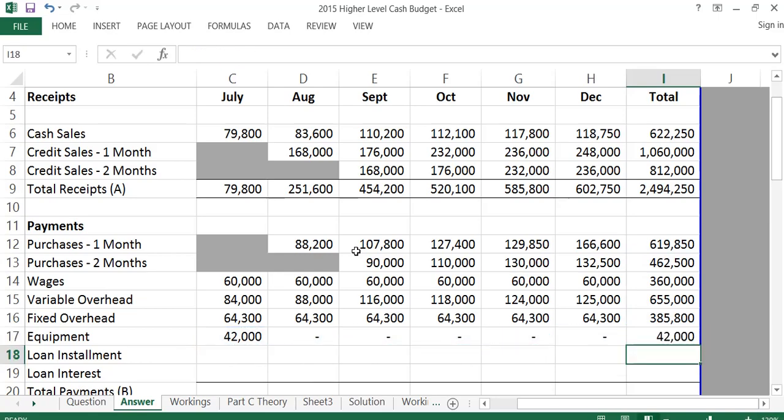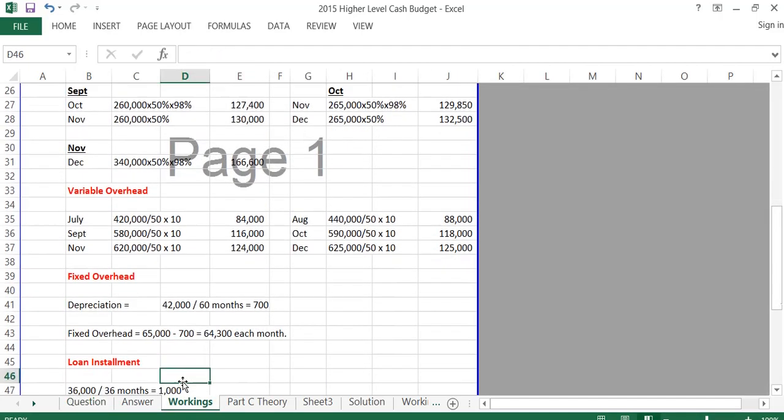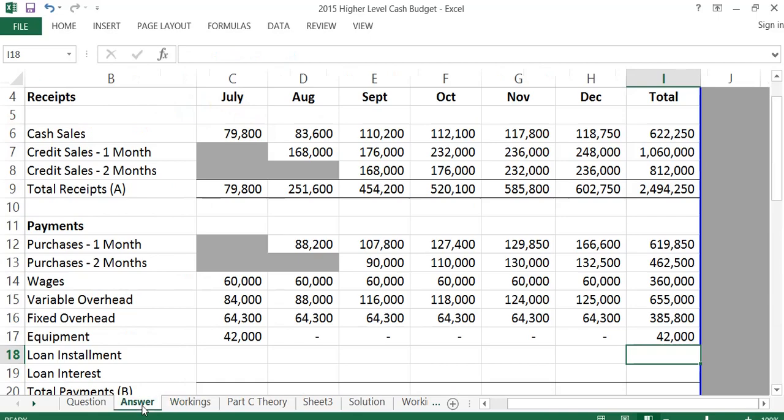The loan installment. So if I look back to the question, it says to finance the purchase, a loan of 36,000 will be secured at 6%, that's the interest rate. The capital sum, the actual loan itself, is to be repaid in 36 monthly installments commencing on the 1st of August. So to work out the loan installments, it's straightforward. The loan was 36,000, it's been paid back over 36 months, which is €1,000 a month, and that begins in August. So there's no loan installment in July, and then in August it's 1,000.